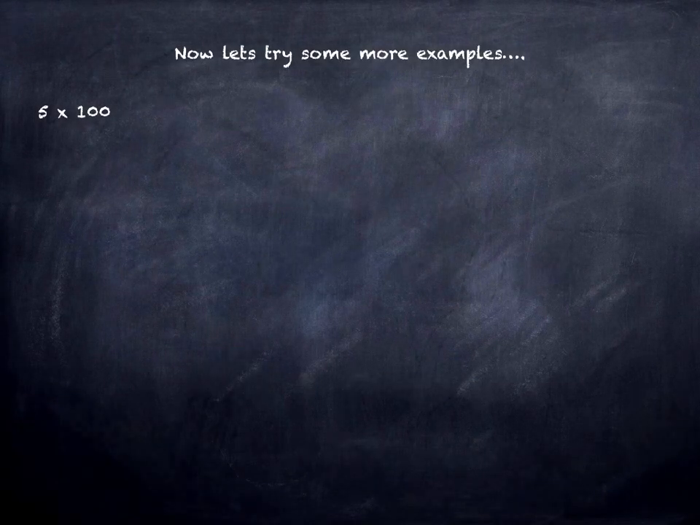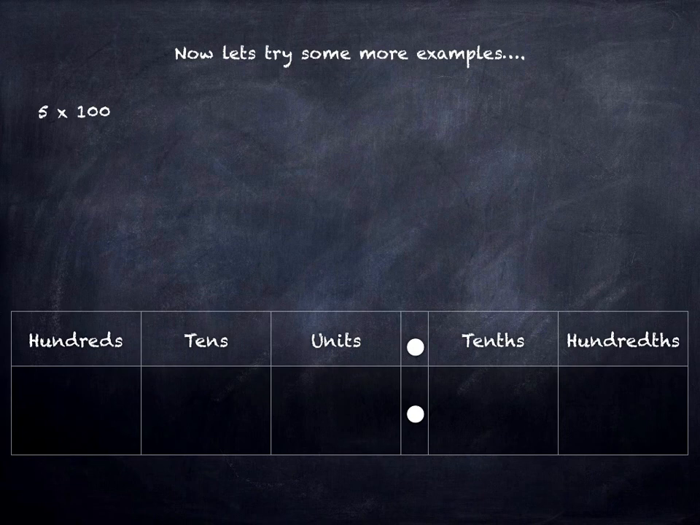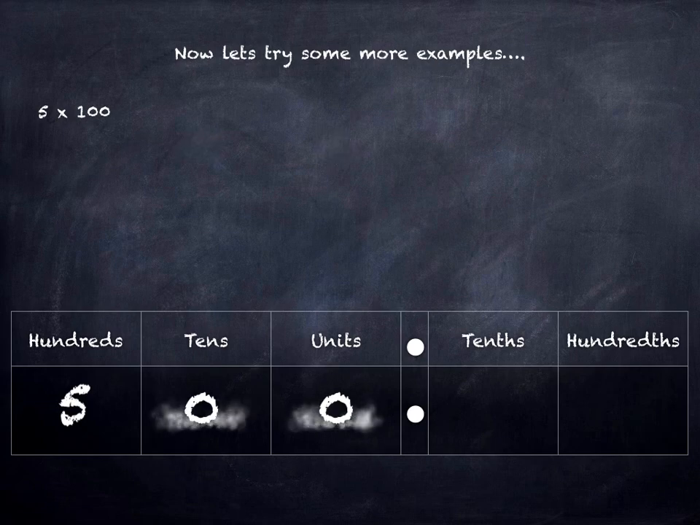Let's try 5 times 100. Bring in our handy grid, 5 units into the units column, and we're multiplying by 100, so we're going 2 places to the left. I left my times on the train. Pop in the zero placeholders. 5 times 100 is 500.